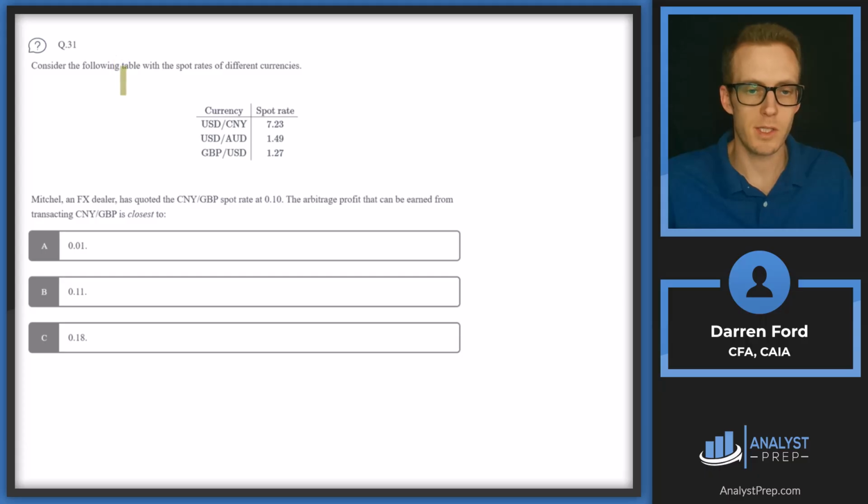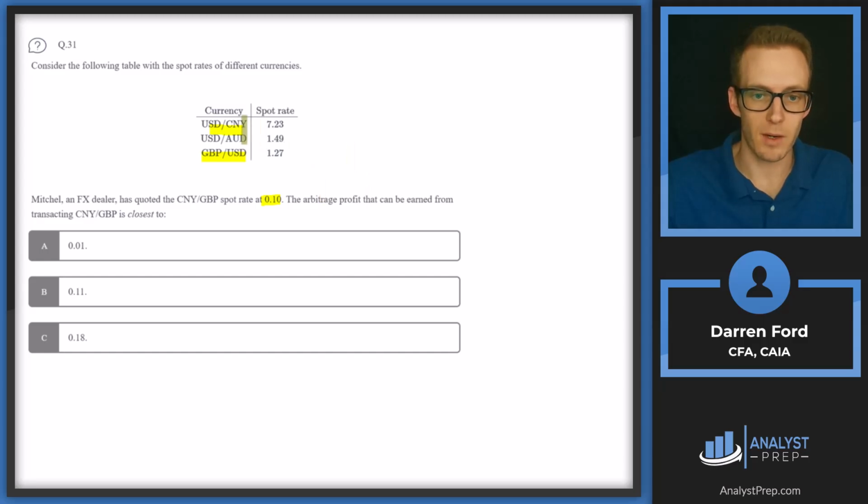Question 31. Consider the following table with the spot rates of different currencies. So we've got the table here. Let's read the rest of the question to see what we need to find out. Mitchell, an FX dealer, has quoted the CNY GBP spot rate at 0.1. The arbitrage profit that can be earned from transacting CNY GBP is closest to. So it looks like we need to find CNY GBP using these spot rates and then compare that to this 0.1 spot rate that we're getting from the dealer, and then we can figure out that arbitrage profit.